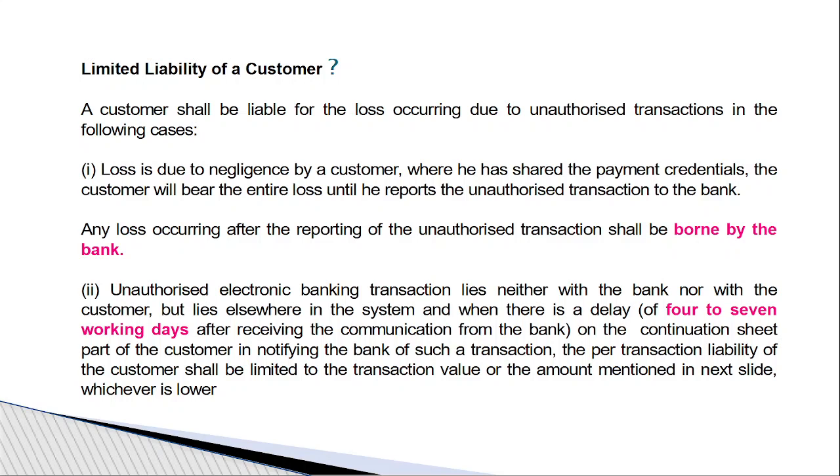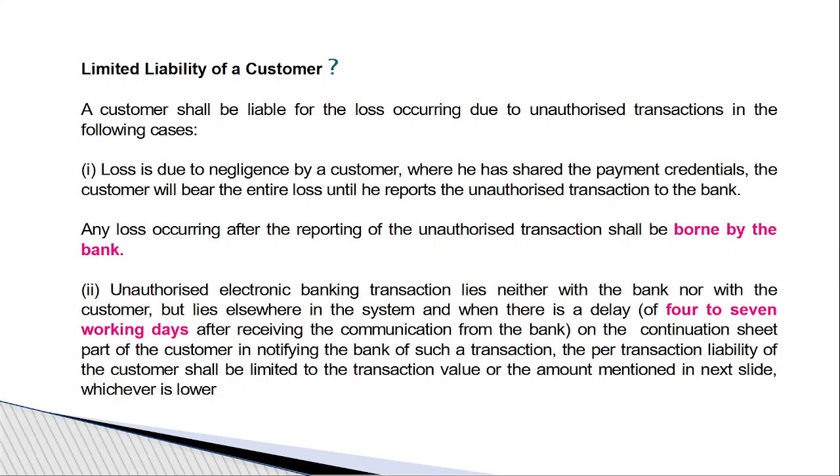But once an unauthorized transaction has happened, if you inform the bank, from that time onwards the loss will be shifted from the customer to the bank. So before reporting, the loss should be borne by the customer. After reporting to the bank, that loss will be borne by the bank. The second one, as we have already discussed, is where it is not from the bank's mistake or the bank's negligence or the customer's negligence. This is because of a third party.